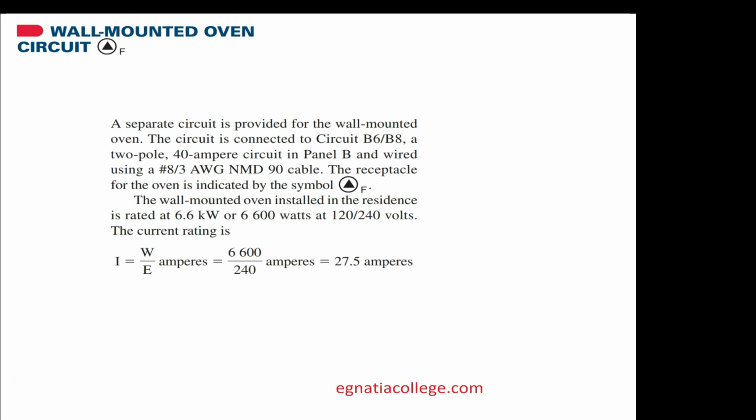Wall-mounted oven circuit. A separate circuit is provided for the wall-mounted oven. The circuit is connected to circuit B6/B8, a 2-pole, 40 ampere circuit in panel B and wired using a #8/3 AWG-NMD90 cable. As you see in the calculations here, the current is 27.5 amperes.